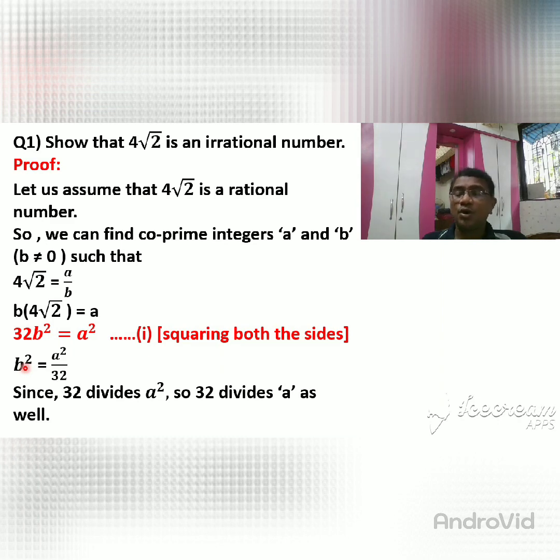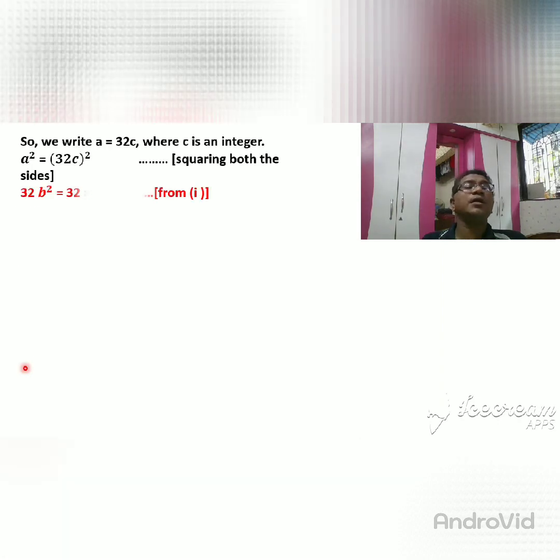Here you put the value: instead of a square we write 32b square. Then 32c bracket square. Any doubts how we get 32b square? This is the a square value, that is 32b square. Then 32c bracket square means we square 32, so 32 into 32, and this multiplies c bracket square, so c square.